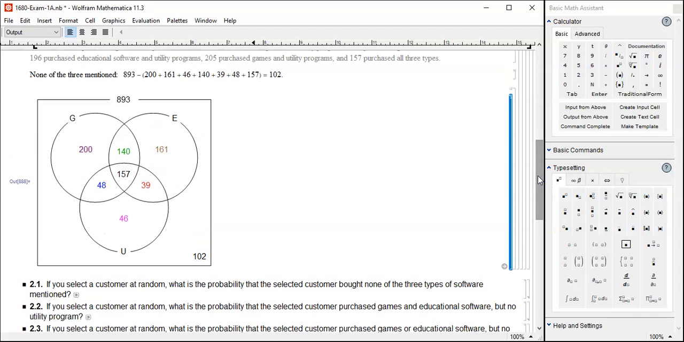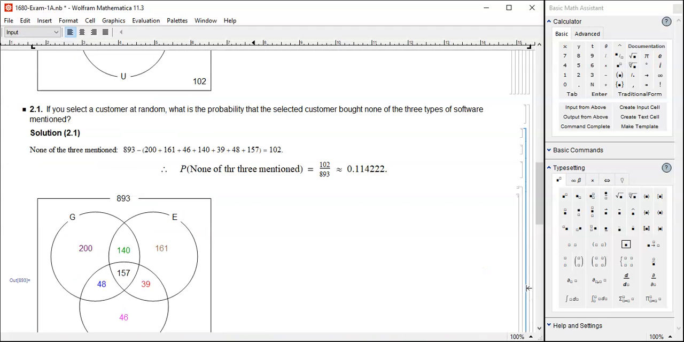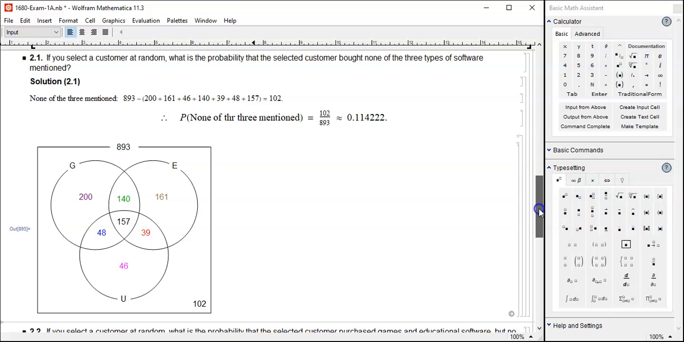If you select a customer at random, what is the probability the selected customer bought none of the three types? Oh, that's easy. None of the three. We are talking about this 102. That's easy. So that's 102 out of total 893, there goes the probability. Oh, that was easy. Well, of course, it was easy because we are done with the Venn diagram.